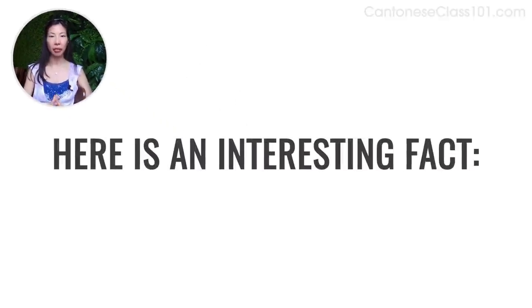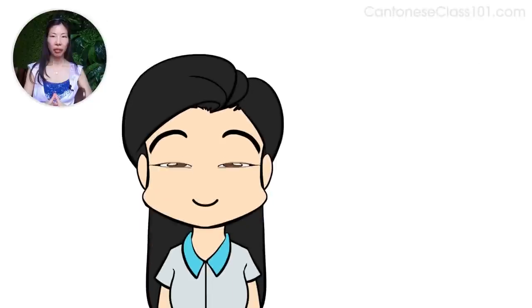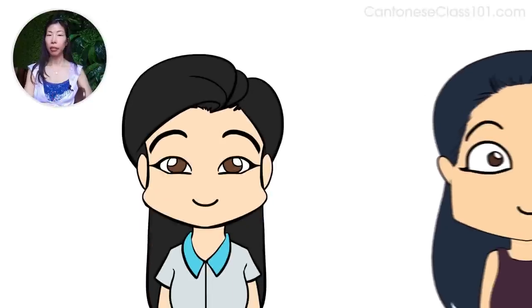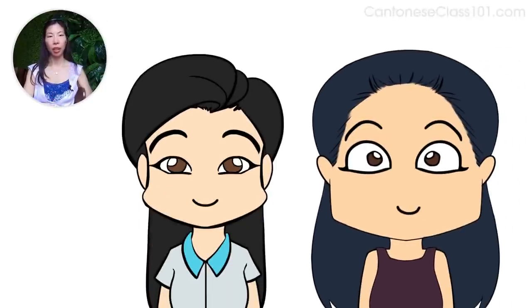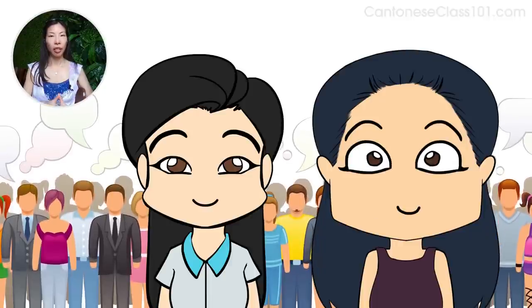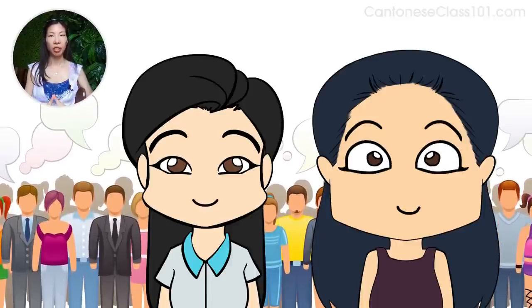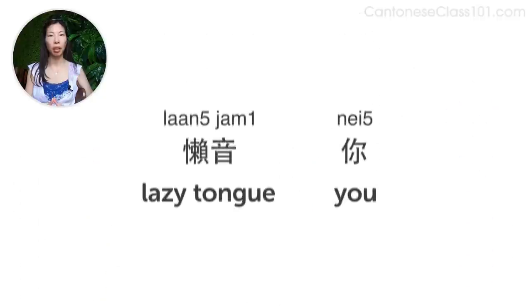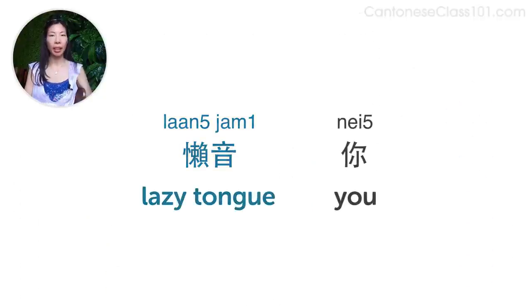Here is an interesting fact. Pronunciation among native Cantonese speakers in China can be different from that of Cantonese speakers in Hong Kong. A lot of people in Hong Kong, especially the younger generation, use a lot of their own conversational slang and tend to speak what they'll call lan yam, meaning lazy tongue. An example is the word you. The right way to pronounce it is nei, but in Hong Kong, many people pronounce it as lei.